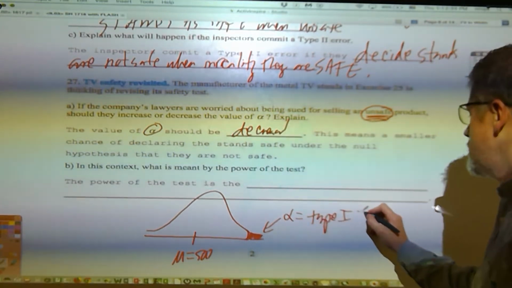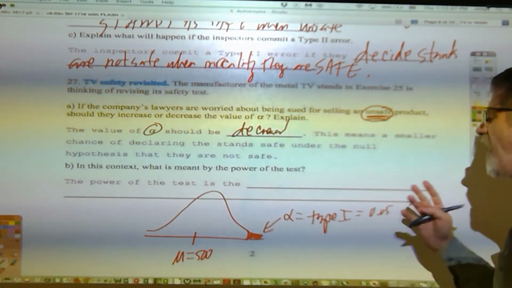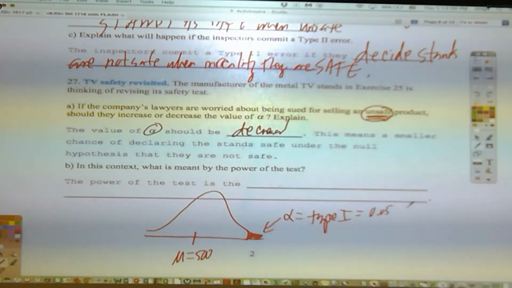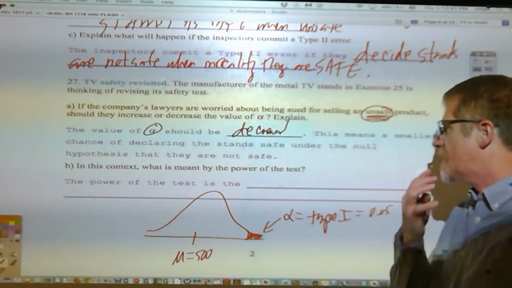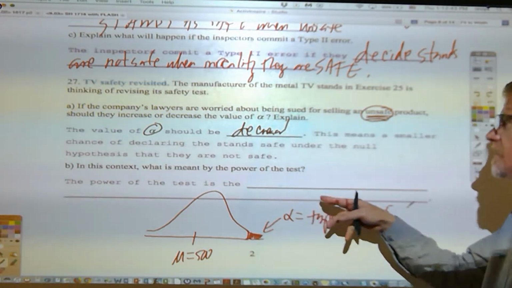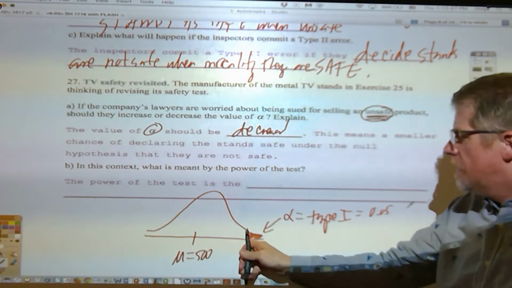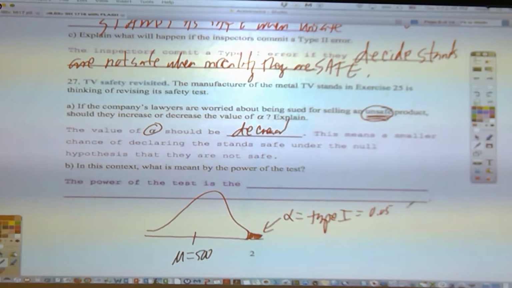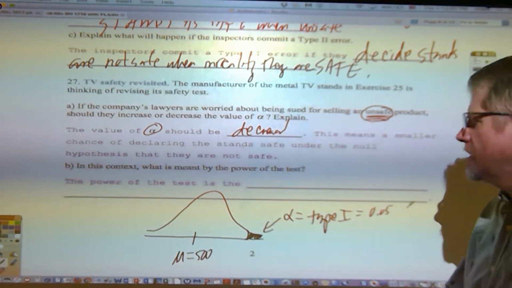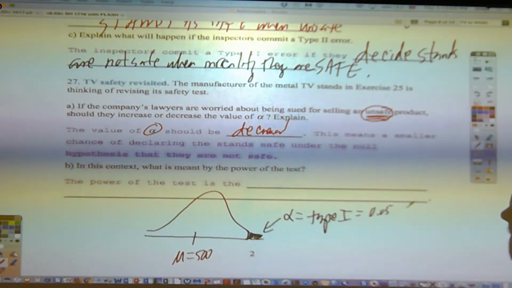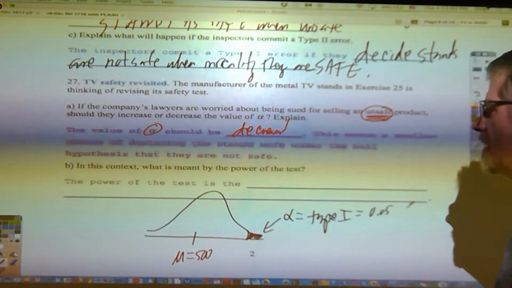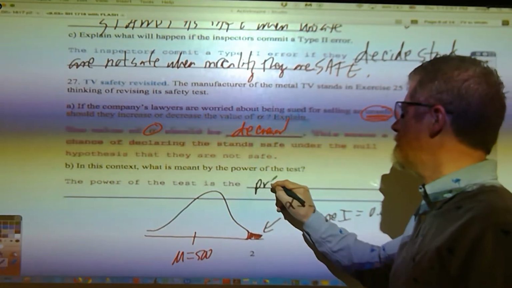If alpha is equal to 0.05, then that means 5% of the time they're going to declare unsafe stands safe, and then they might get sued. So if they want to bring that probability down, bring alpha down. And in this case, what's meant by the power of the test? The power of the test, 1 minus beta, is basically the probability.